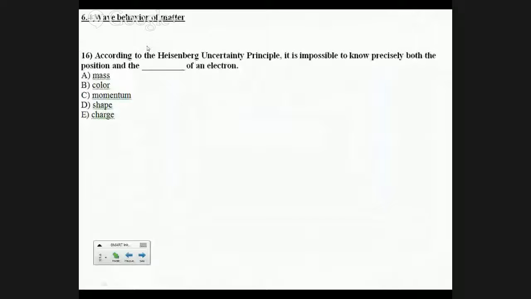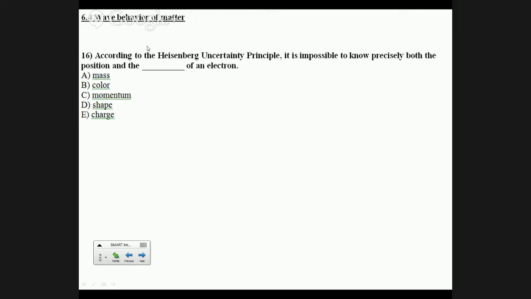Chapter 6.4, Wave Behavior of Matter. In class, I told you guys how frustrating and crazy this stuff seems because, in everyday experiences, you don't experience the wave properties of matter because things are really massive. You generally don't see the wave of a person, right? It'd be weird if you did. Think something was wrong with them.